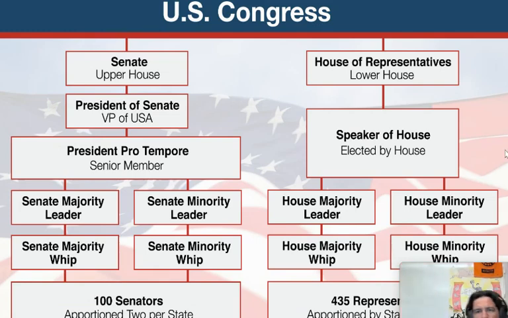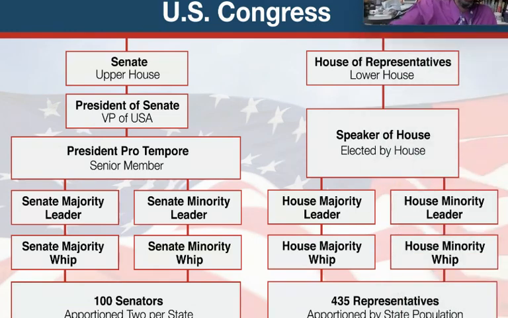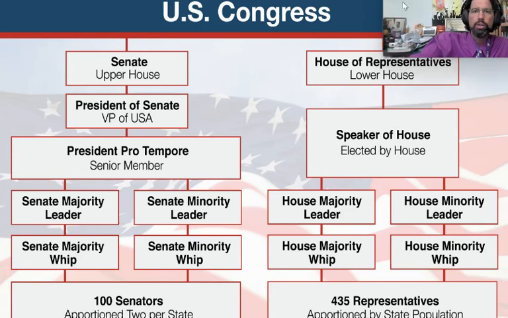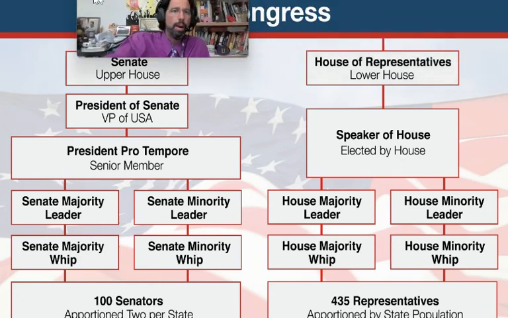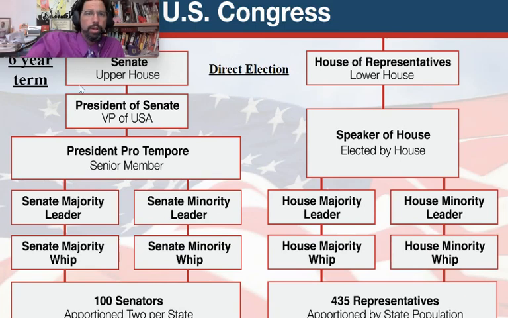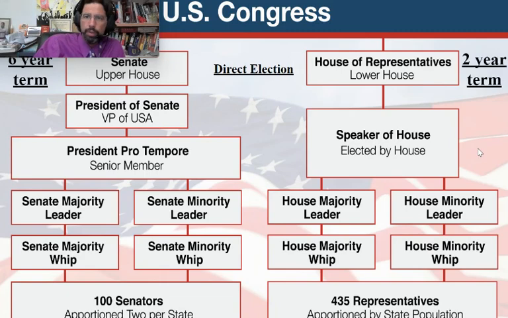Let's start with the legislative branch of the United States government. This is the institution that actually makes laws. That is the United States Congress. The United States Congress is made up of the upper house, the United States Senate, and the lower house, the U.S. House of Representatives. Both of these houses of Congress are elected directly by the people. A senator serves a 6-year term. The representative in the House serves a 2-year term.